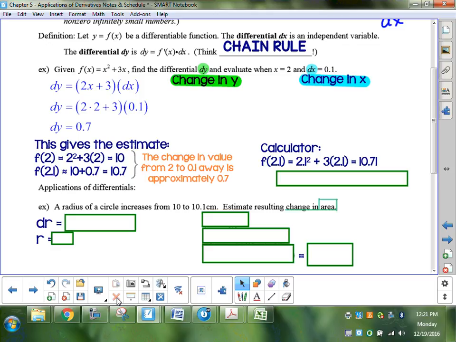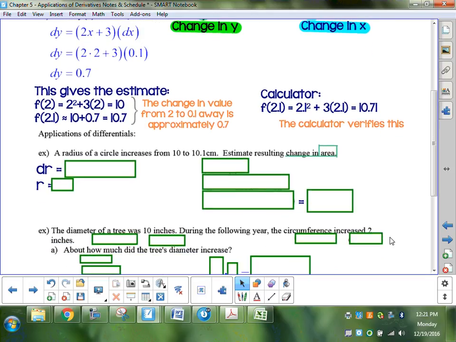And if we plugged it into the calculator, we can evaluate out the function at 2.1, and it comes out to be 10.71. Are we close? Were we close? Without a calculator, we were close. Now, we've got 2 more that hopefully we can burn through fast.